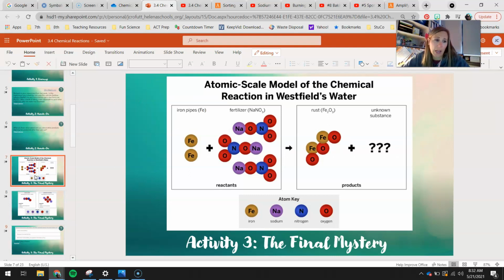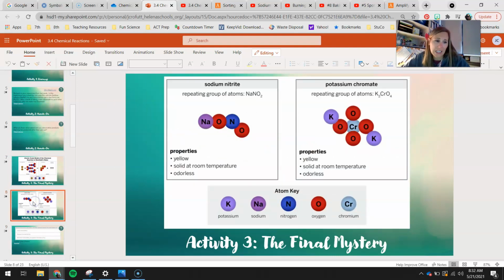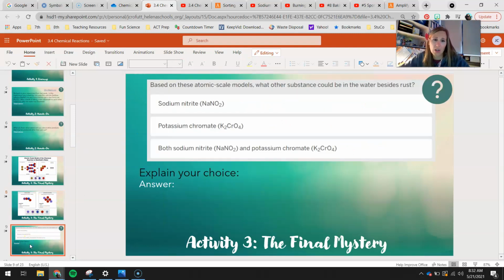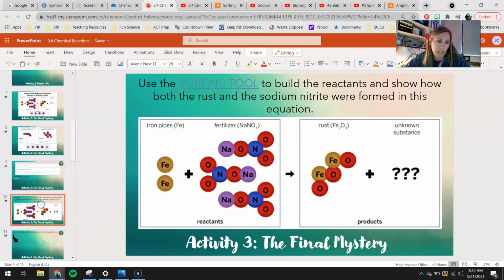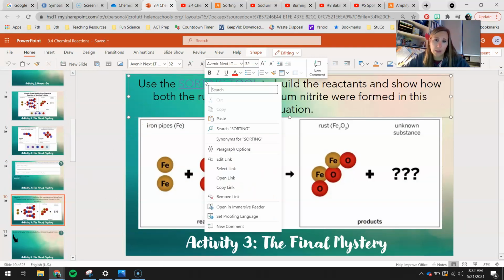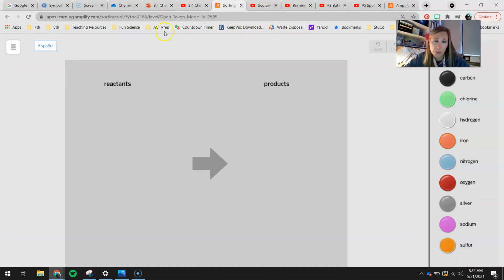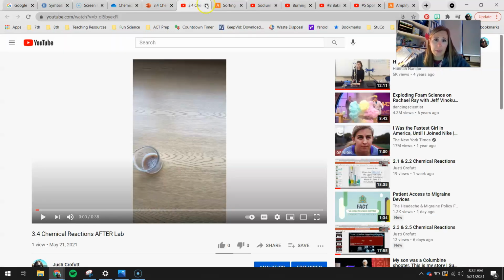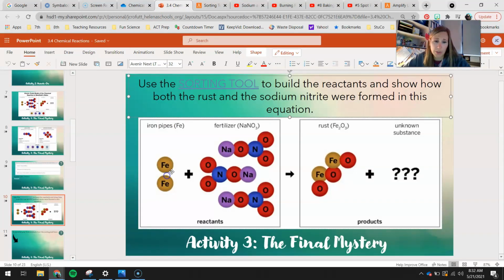You need to review back to slide 7. Again, take a look at slide 8, has your 2 possible other products, and then circle either sodium nitrite, potassium chromate, or you think that both could be in that leftover product, and then explain your choice right here. And then finally, you guys will use the sorting tool. You can right click that link, open it up. Here's your sorting tool. You guys, just as you had before, can build your 2 products.